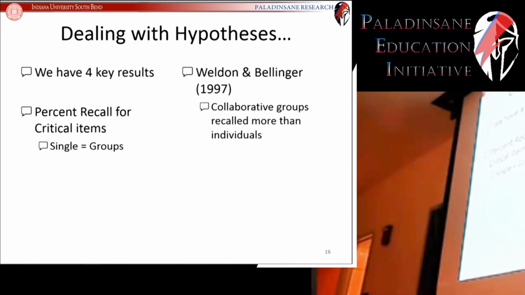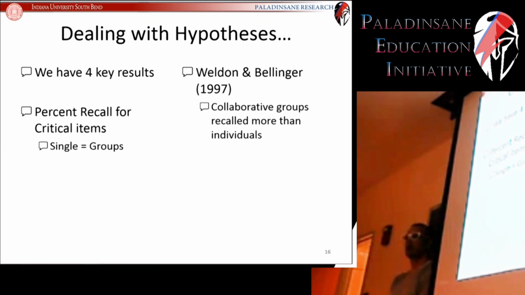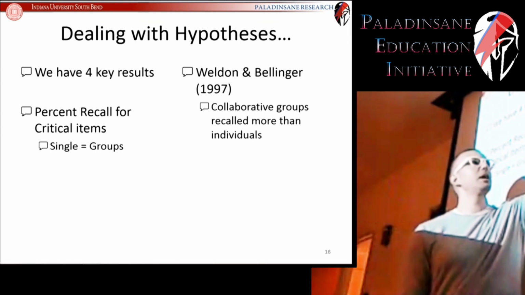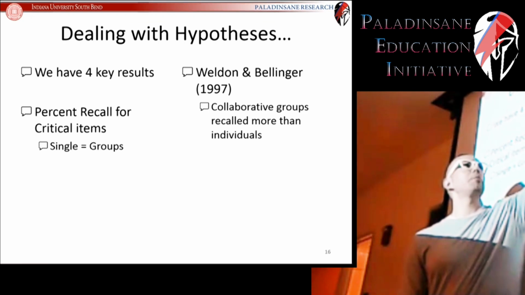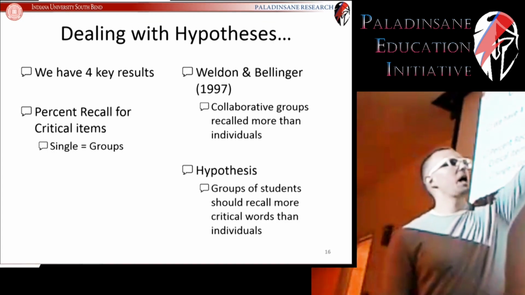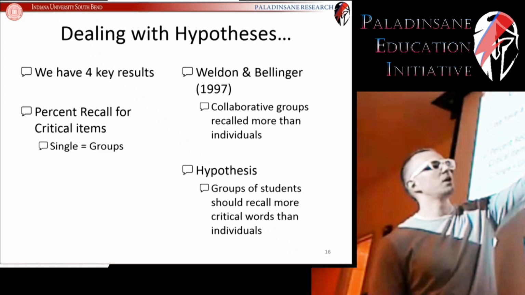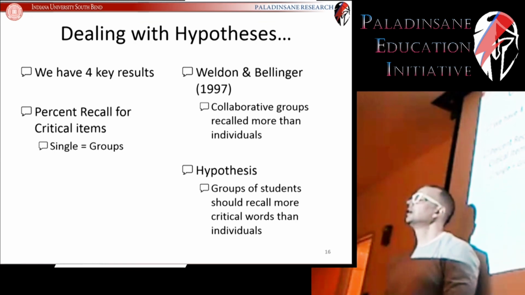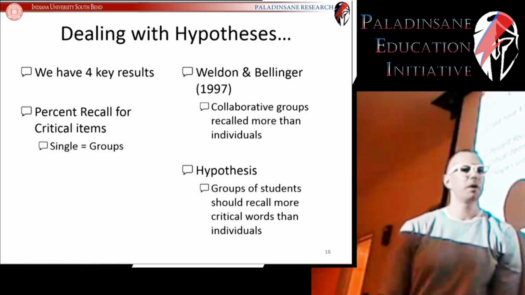So we go back to Weldon and Bellinger, and they had a prediction. They had a result that said collaborative groups recall more than individuals. Notice that they don't say anything about false memories or correct memories. They just say collaborative groups recall more than individuals. So if collaborative groups recall more than individuals, and we set up a situation where false memories are recalled, we predict that groups of students should recall more critical words than individuals. According to this, that's what should have happened in our experiment.